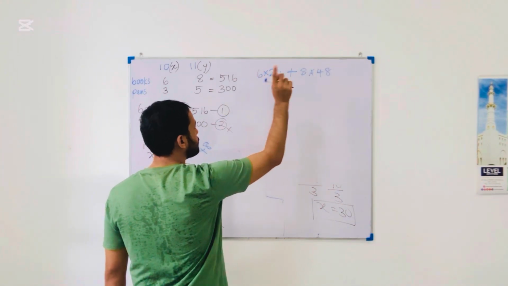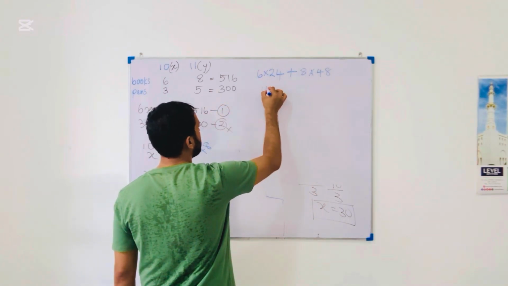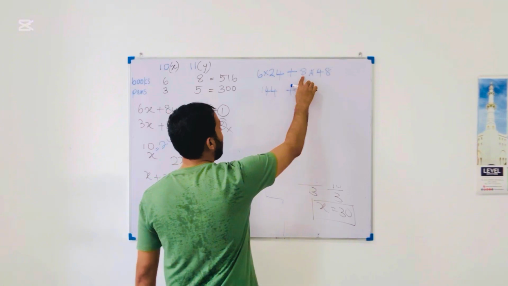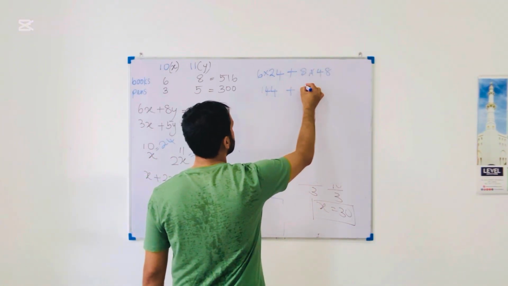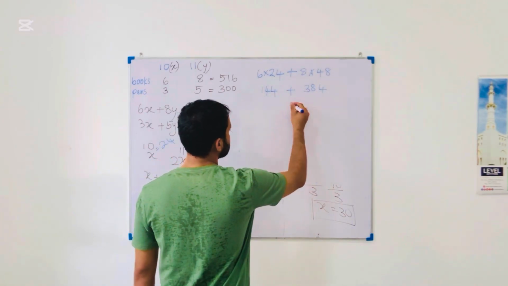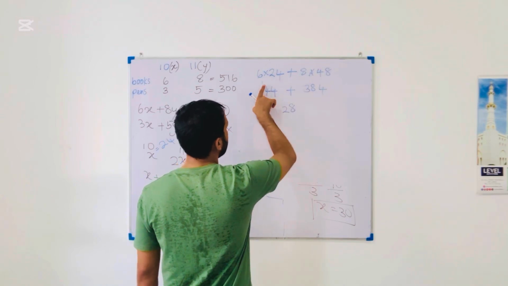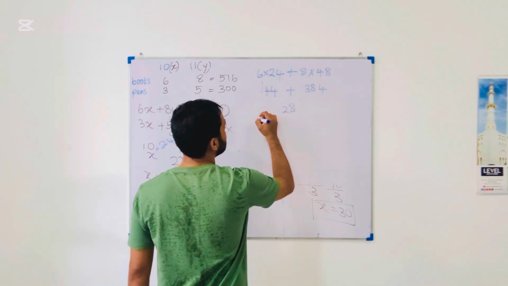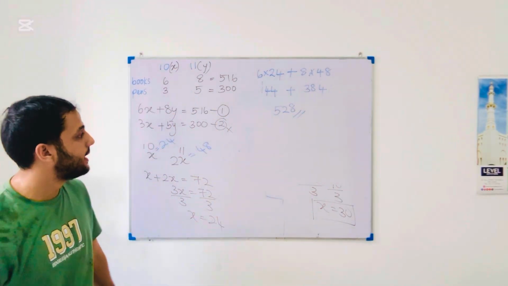Right? Now if I add it, multiply here, 6 into 24. So 6 into 20 is 120. 6 into 4, that is 24. So 144. Plus 8 into 40, that is 320. 8 into 8 is 64, so 384. Okay, so if I add 4 plus 4, that is 8, 4 plus 8, that is 12, 1 here, 1, 2, and 3, that is 5. So I end up with, I need 528 books.